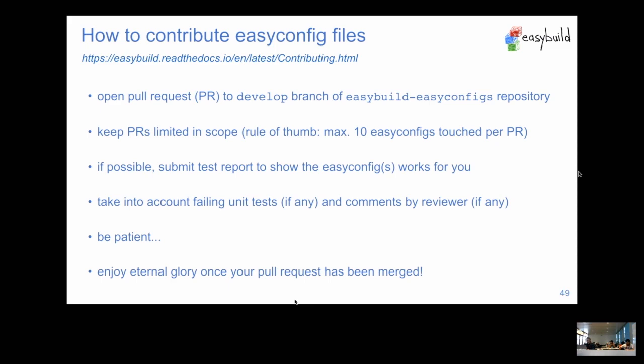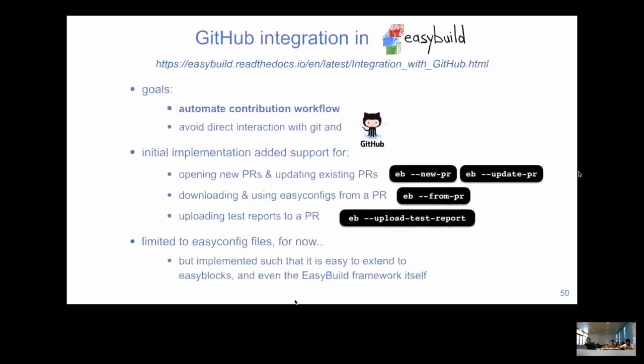This involves creating a pull request to our GitHub repository, our easyconfig GitHub repository. And because this is a common thing that pops up, we have done some extra work to make this very easy for people to contribute back. What we've done is we've added dedicated command line options like new PR and update PR, so you can make contributions straight from the EasyBuild command line. So you don't even have to know any Git or be very familiar with GitHub to be able to make contributions.